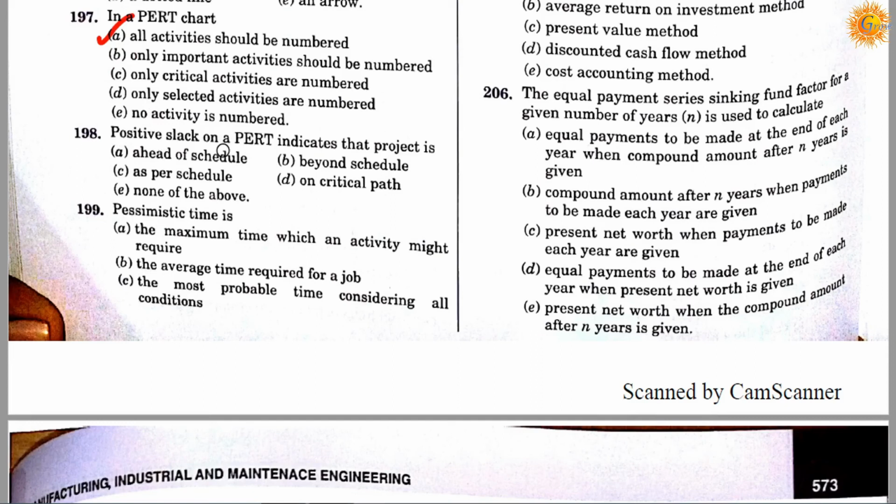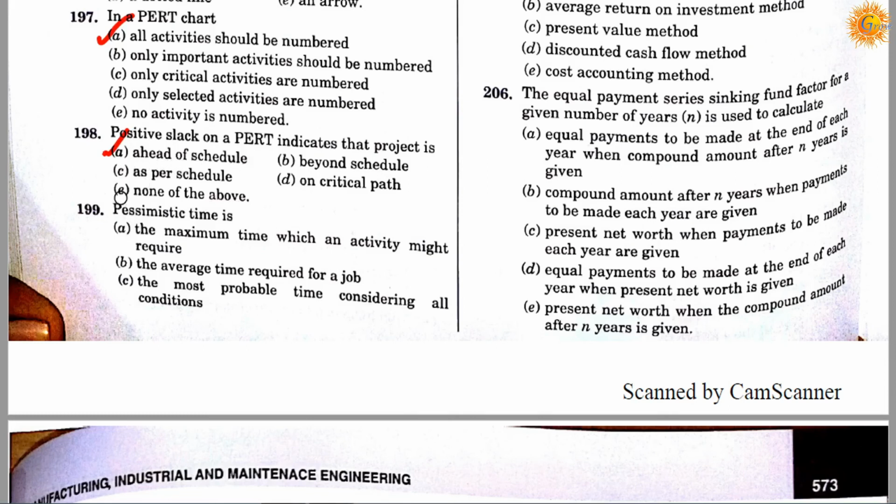Positive slack on a PERT indicates that the project is: option A, ahead of schedule; option B, beyond schedule; option C, as per schedule; option D, on a critical path; option E, none of the above. Correct answer is A. Positive slack on a PERT indicates the project is ahead of schedule.